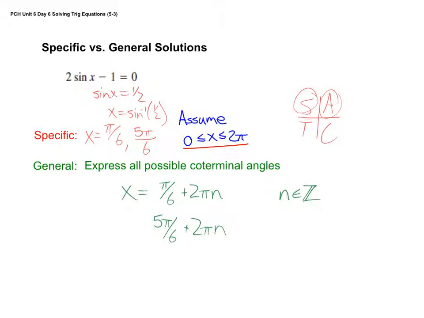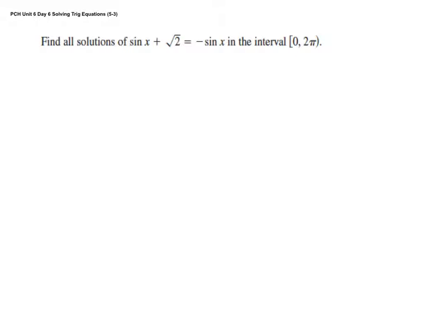Alright. Let's try some others here. Find all the solutions of sine of x plus root 2 equals negative sine of x. Add sin x to both sides. Can you do that or no? Well, let's think here. You can. Is this a linear or quadratic type? Linear, okay? So we want to get all the sines on one side, and then get it by itself.